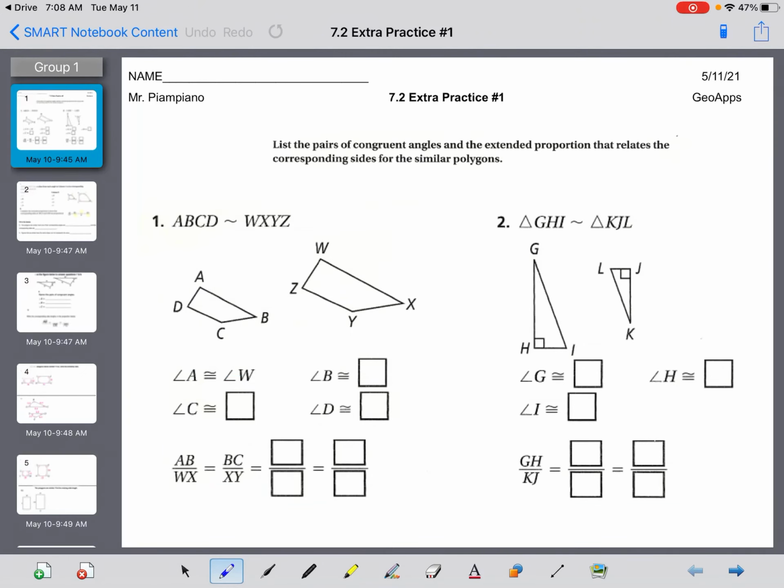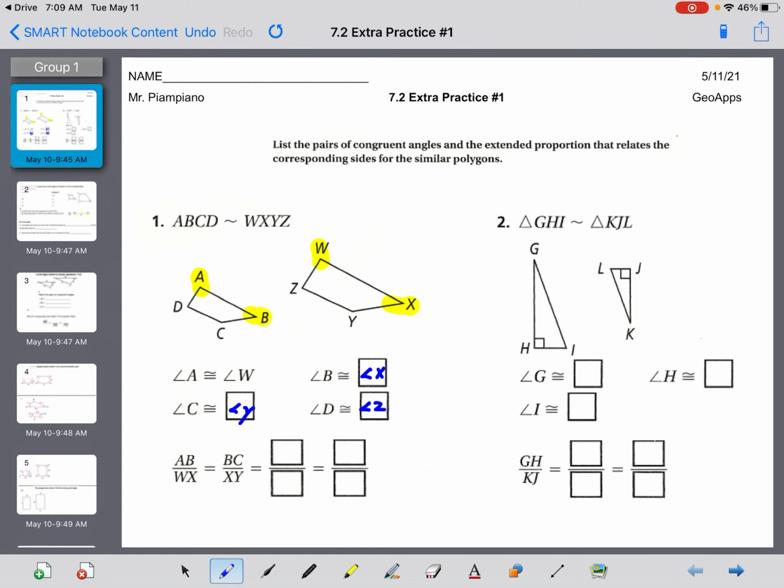All right, everyone, this is 7.2 extra practice number 1. List the pairs of congruent angles and the extended proportion that relates to the corresponding sides for the similar polygons. Well, all they're doing is matching up the angles. They're saying A goes with W, therefore B goes with X, C goes with Y, and Z goes with D.